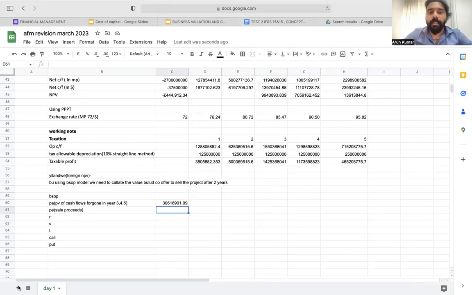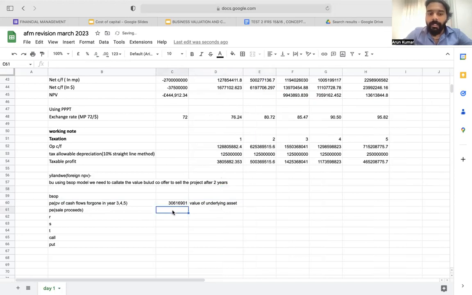That's the present value of your underlying asset. Approximately how much it will come is 30,616,901.09, something like that. It's a rounding off figure. The examiner will only consider whether you have calculated the correct items. When you use the line items correct, they won't be much concerned about the figures. So PA is the value of the underlying asset. How much is it? It's the present value of cash flow foregone in year 3, 4 and 5.